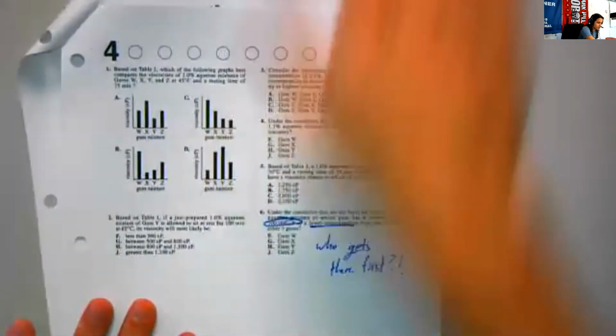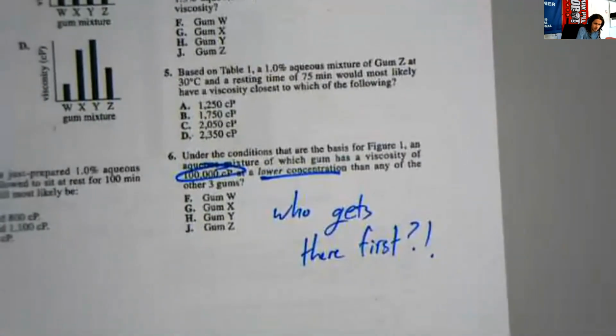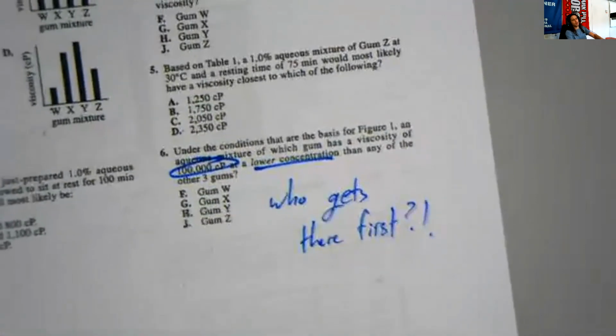Okie dokie. Let's look at those couple homework problems you have from group work number 4. A few things I want to make special note of. First one, number 6. It's a hard question. The hint I'll give you: who gets there first? Write that down. Might help you out.